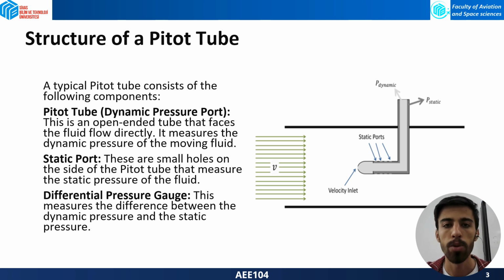Structure of a PITOT tube. I mentioned it: a PITOT tube has two ports. One port measures the static pressure, and the other port measures the dynamic pressure plus the static pressure. In fact, it's not a very complex system. It has a very smart idea. I will make it clear by giving a real example.